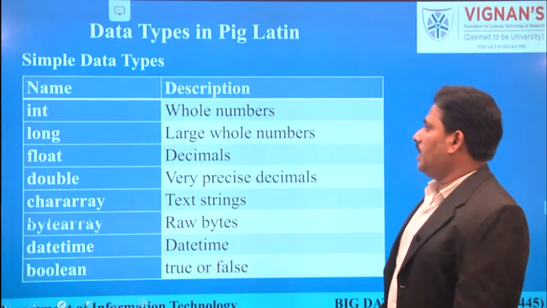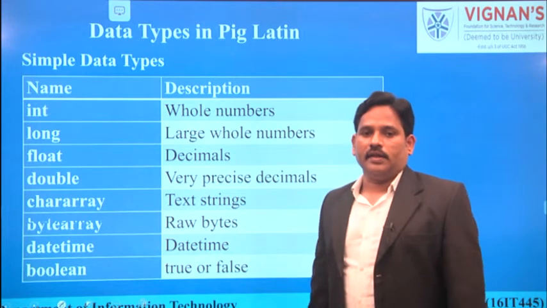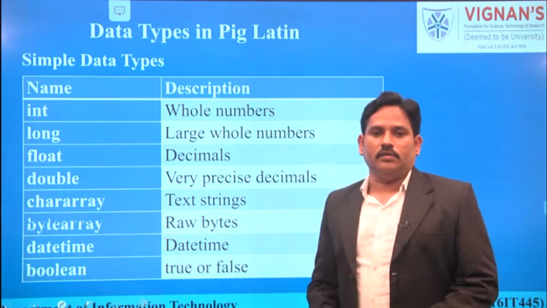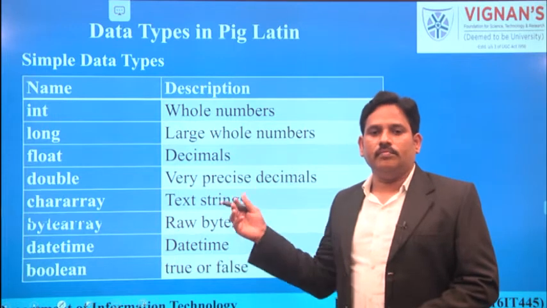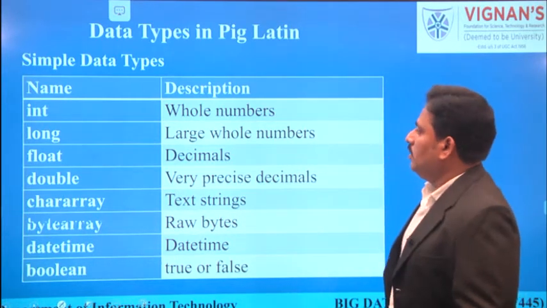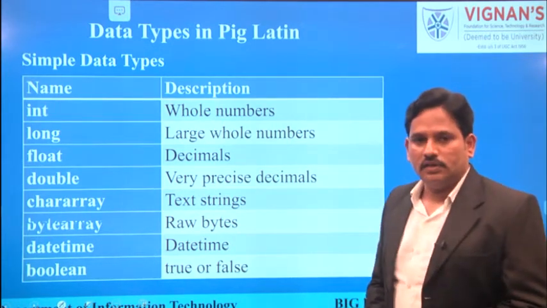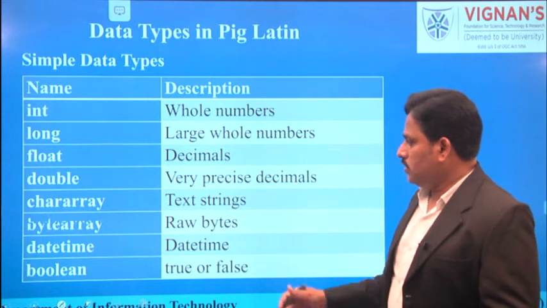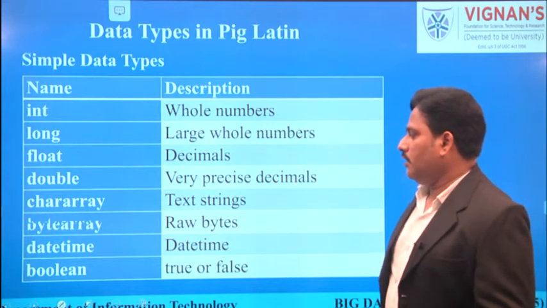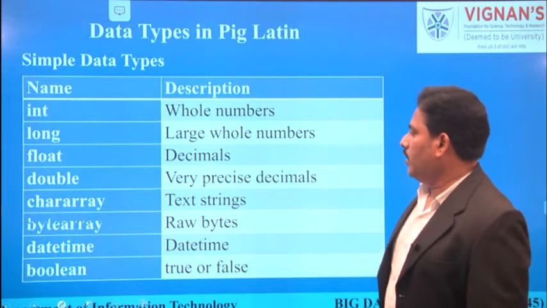Now, what are the various data types that Pig will offer? There are 2 categories of data types that we can write in Pig environment. They are simple data types and complex data types. Now here the simple data types, the familiar types, are integer, long, float, double, char array, byte array, date and time, Boolean. Look at here.